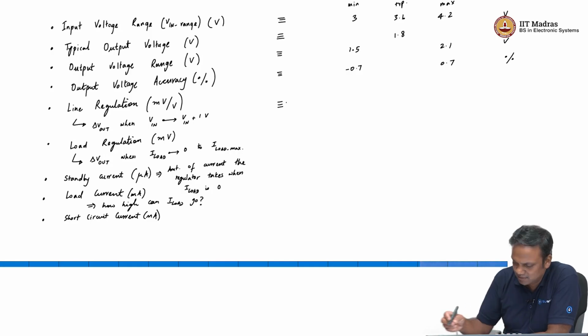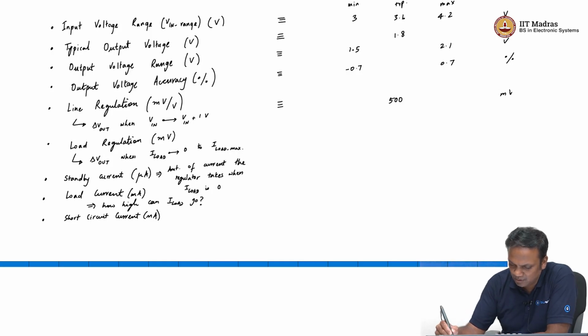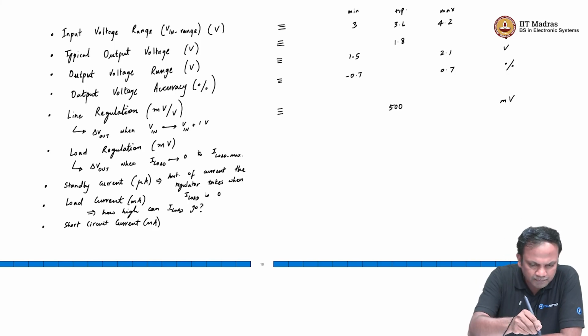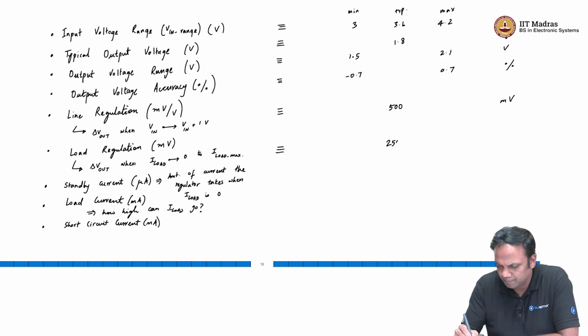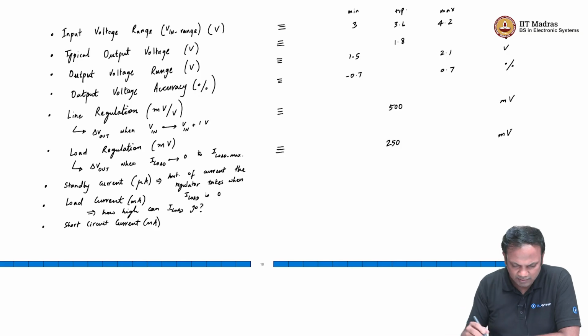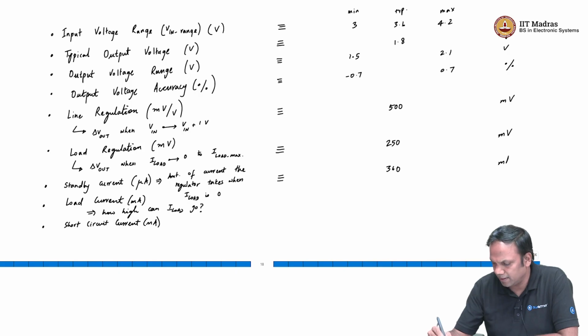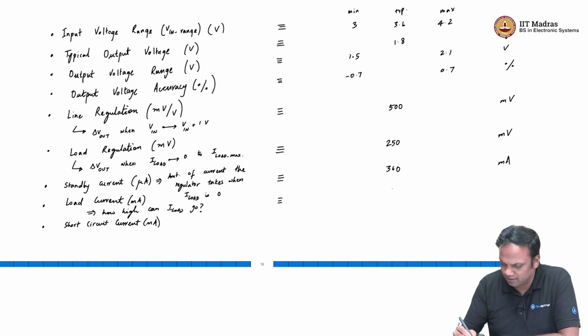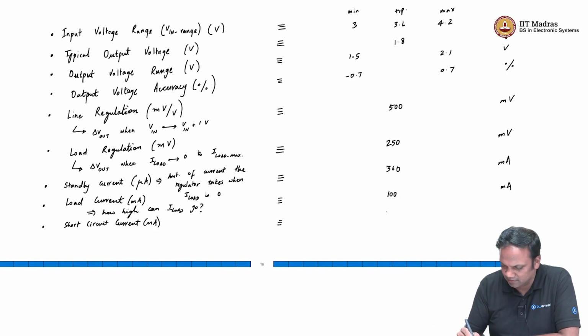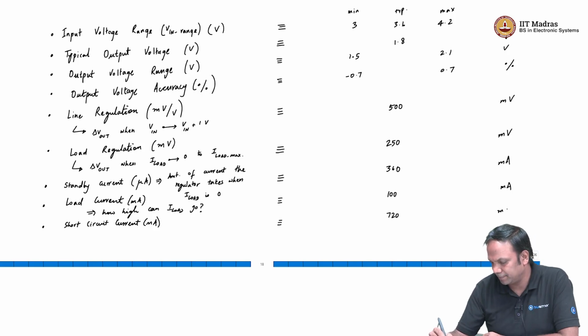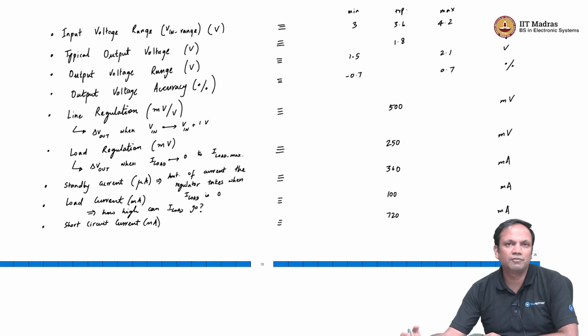Line regulation was, I do not remember the number, 500, right, was 500 millivolt. So, the load regulation is 250 millivolt. The standby current was 360 milliamp. The load current, that was a specification for us, so that was 100 milliamp, and the short circuit current was 720 milliamp.